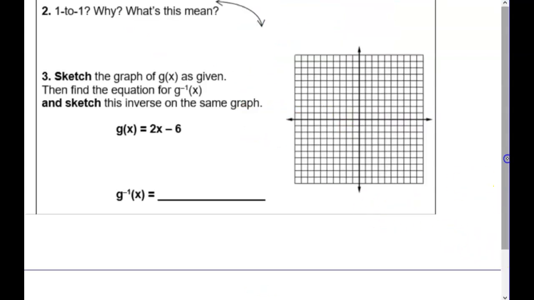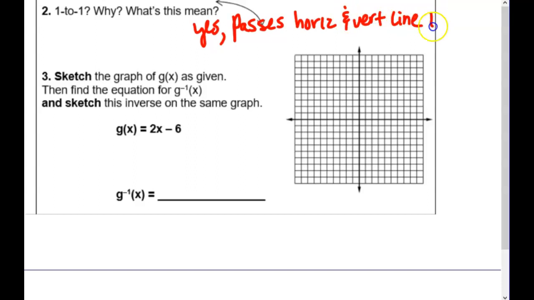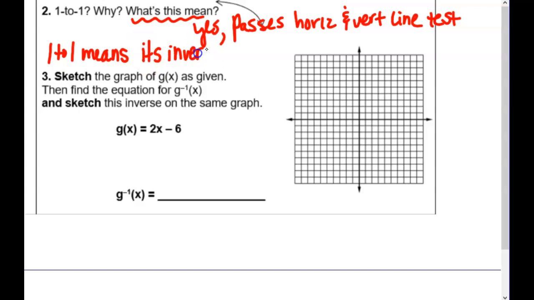All right, then it asks, is this one-to-one? And you say yes. It passes the horizontal and vertical line test. But what does it mean? It asks that, what does this mean? What does one-to-one mean about the function or about the graph? One-to-one means, anybody know? Right, its inverse will be a function.